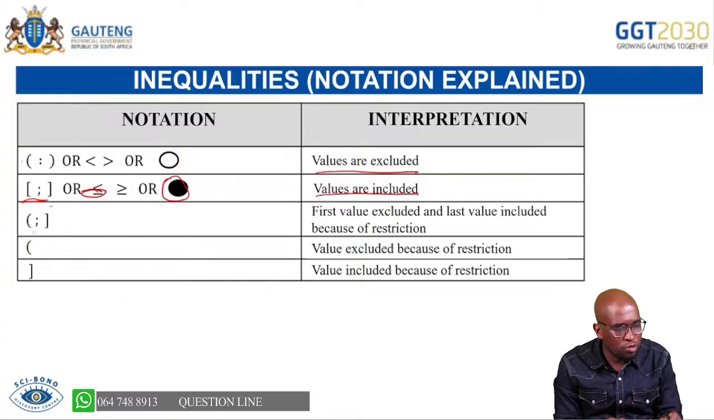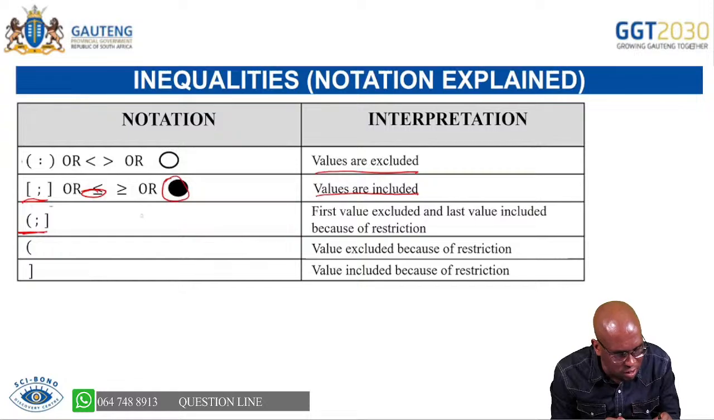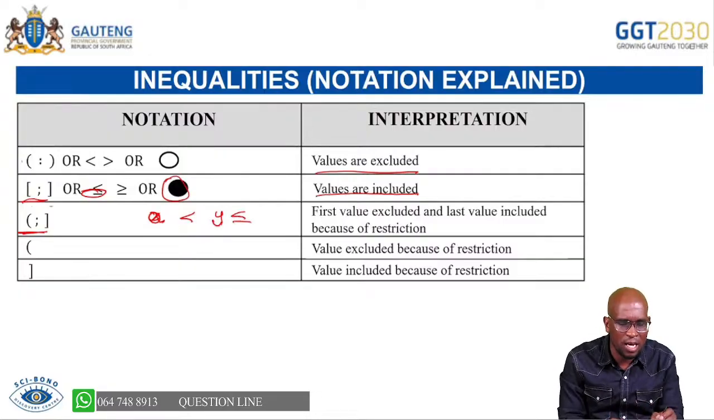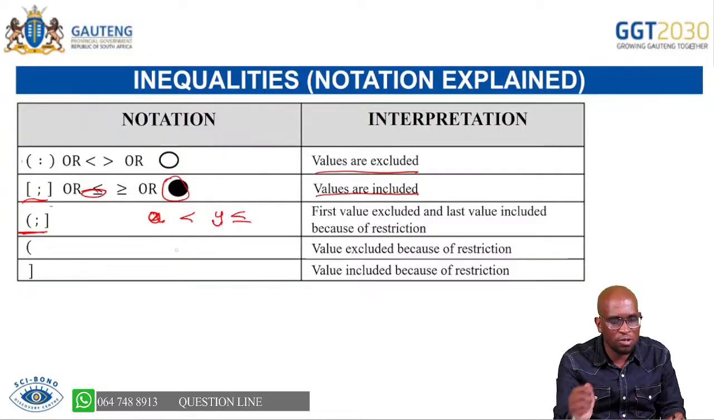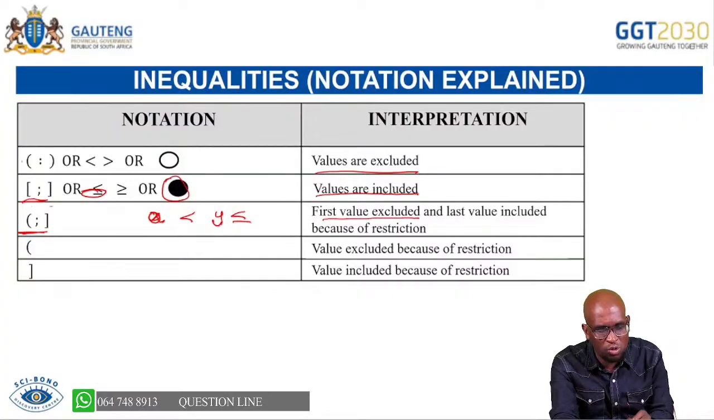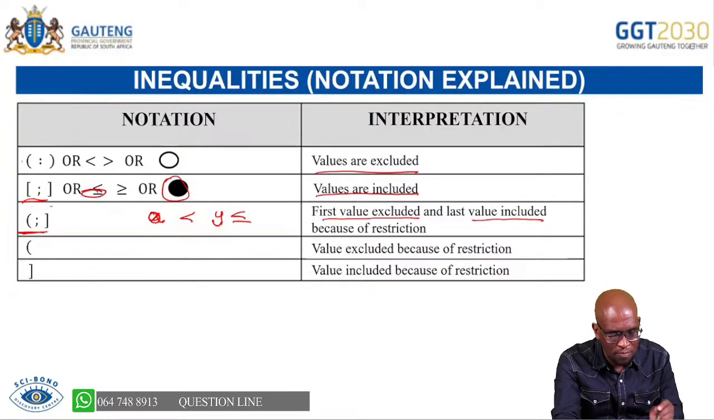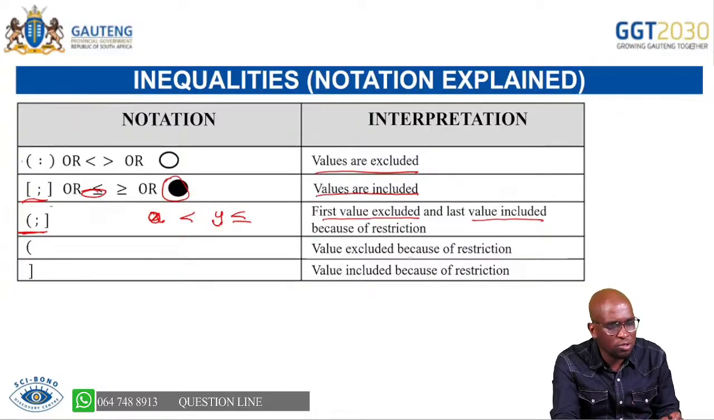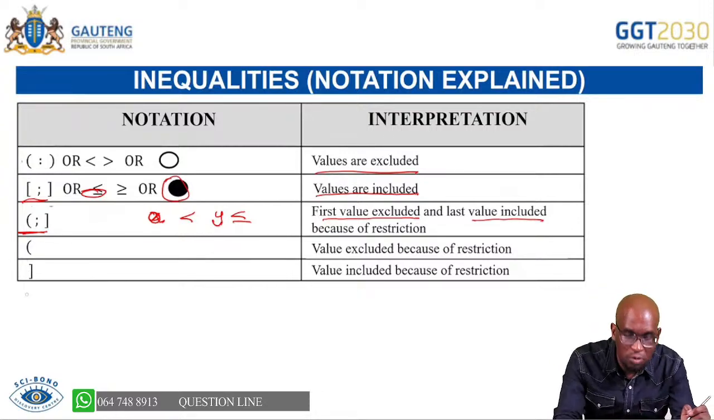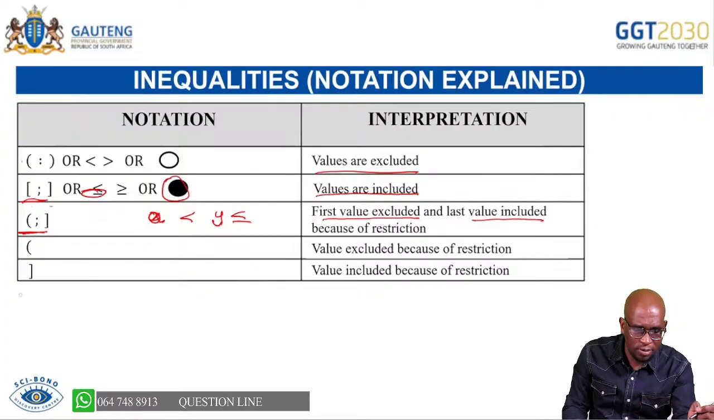And then from there, you can see here the first value is included. We can represent it here as well with the bound inequalities. Maybe for y, the first value is not included, but the second value is included, if you are putting in different values there. So you can see that the first value is excluded and the last value is included, because of the restriction that is there. And then here values are excluded because of the restriction that is there, and then values are included in that one. Right, we move on.